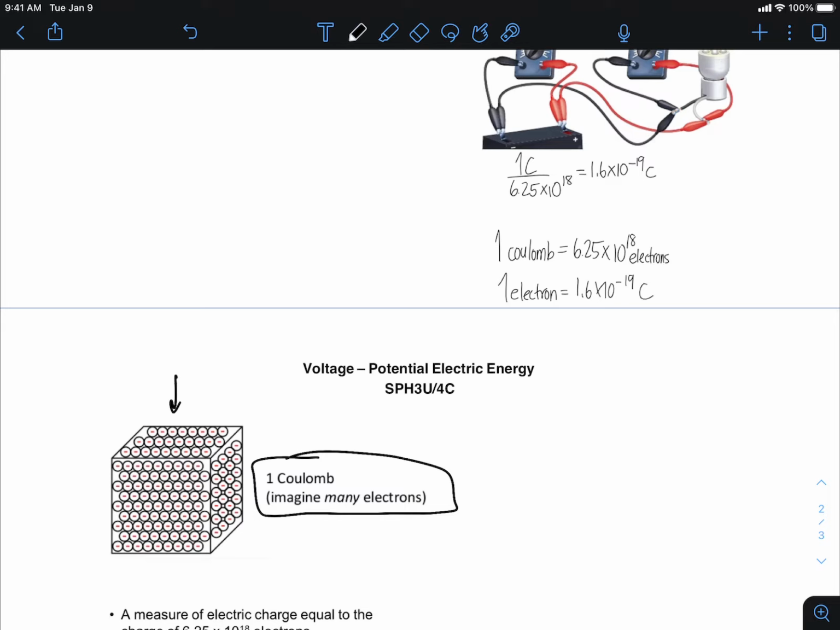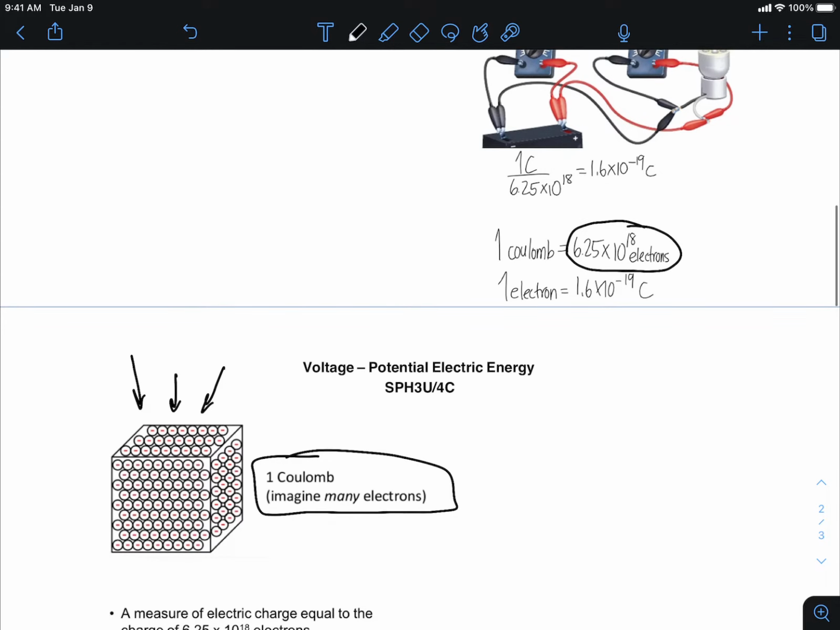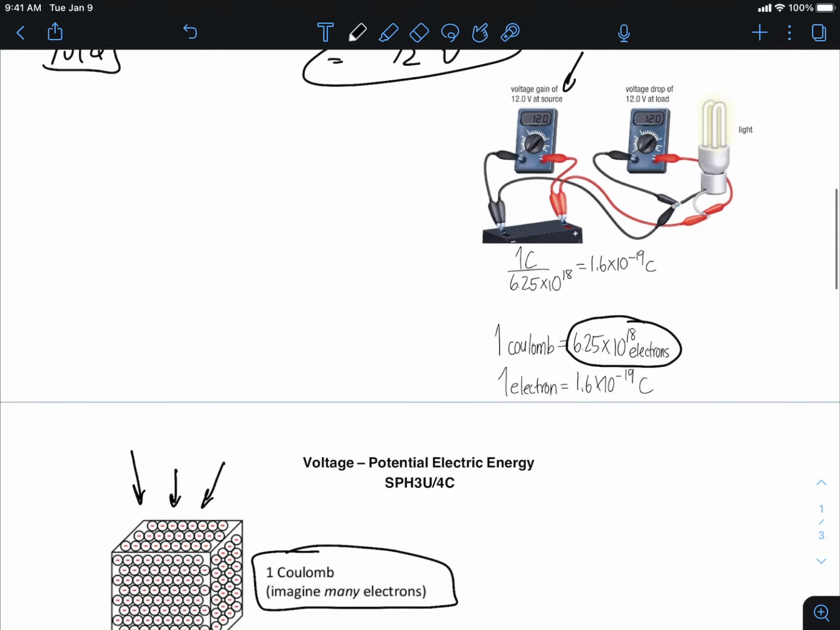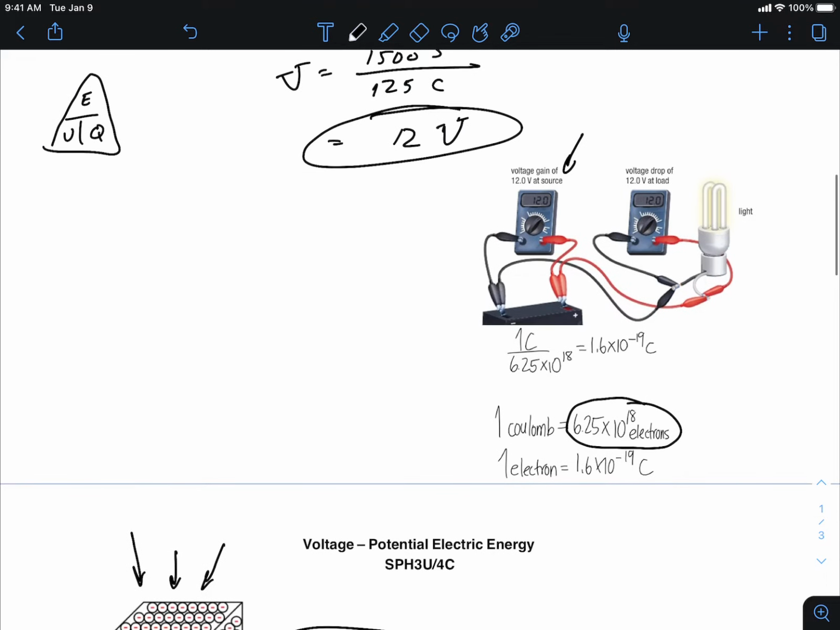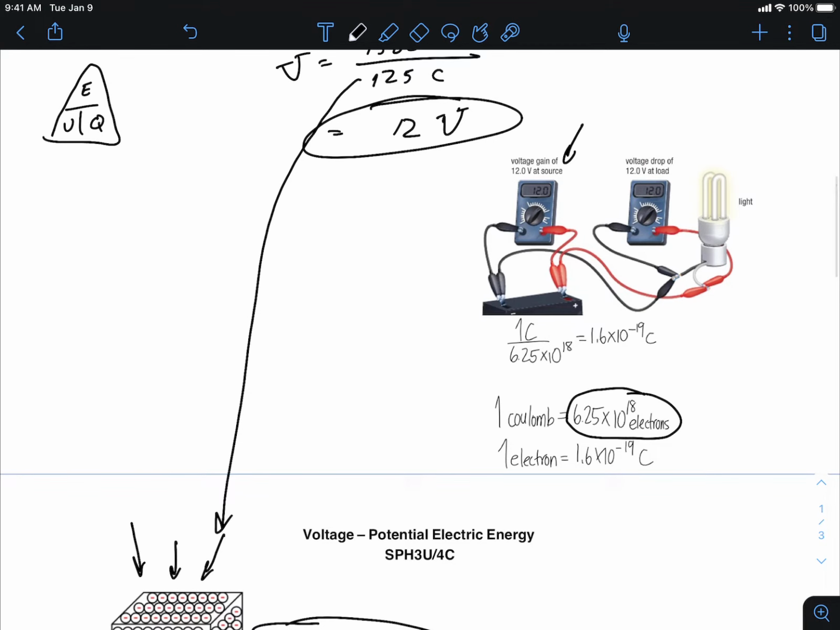We know for one coulomb, this is how many electrons would be in one little packaged area, and we would call that a coulomb. So there would be 6.25 times 10 to the 18 electrons in this box, and that would be a coulomb of charge. If we're talking about 125 coulombs, that's a whole bunch of those. You can imagine taking this number and multiplying by 125, and that's how many electrons would be there.